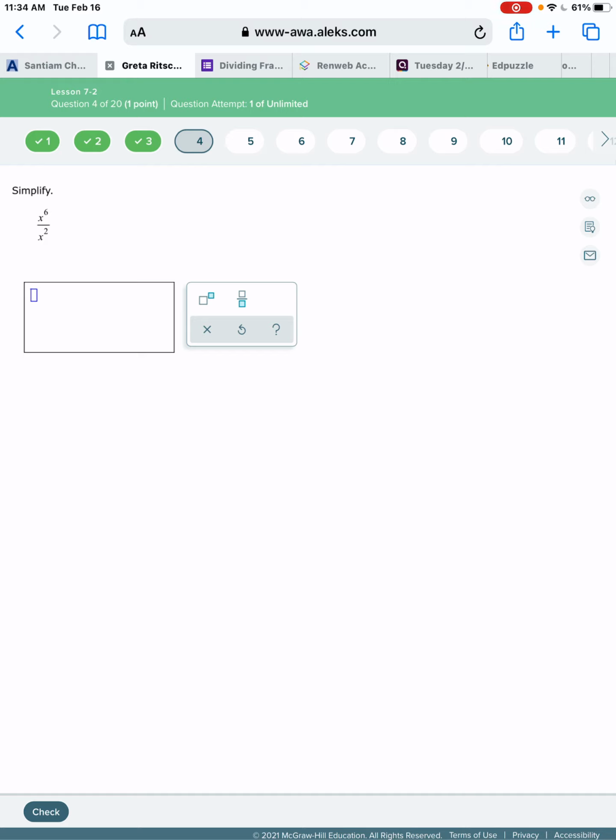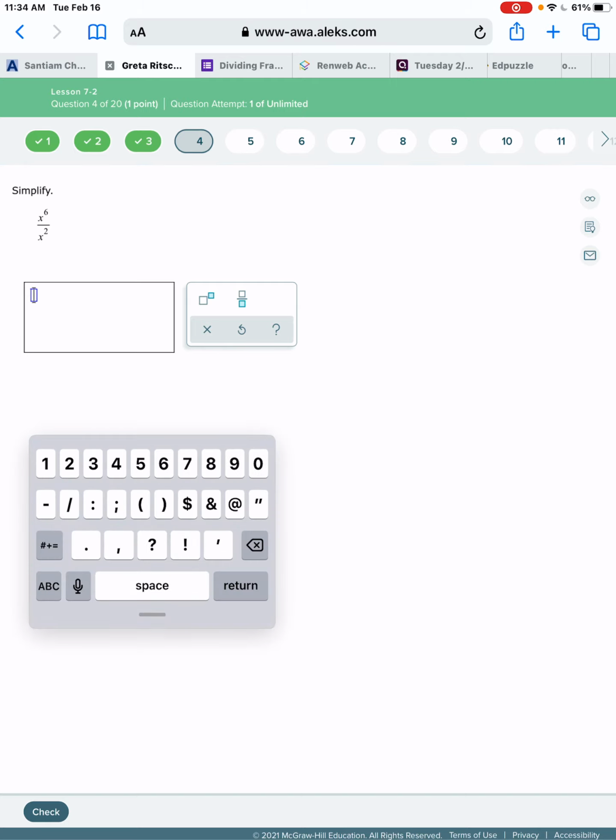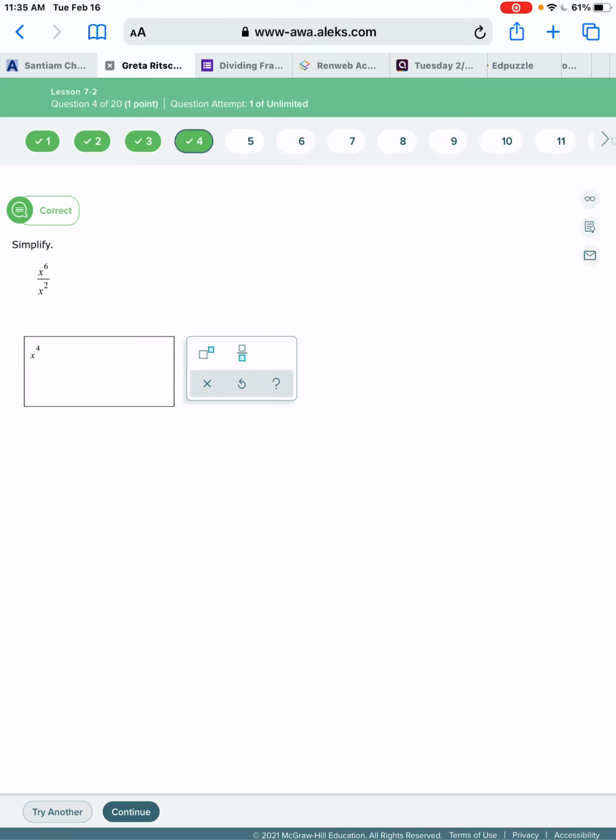All right. X to the 6 over x squared. The rule is that we're going to subtract 6 minus 2. So I'm going to have x to the 6 minus 2, which is 4. And the reason that works is because we're going to cancel all of the x's that line up. So 2 of them are going to line up top to bottom, leaving 4 of them on the top.